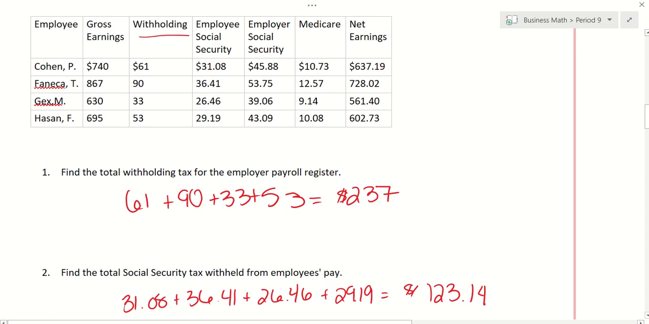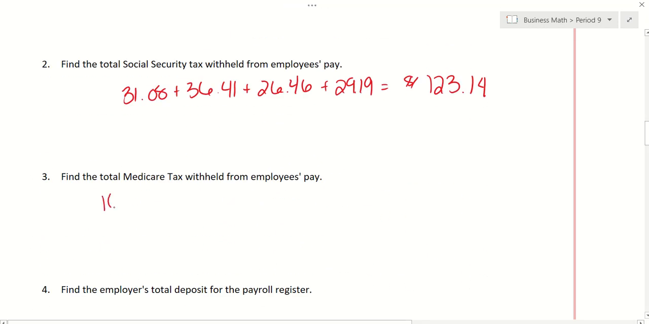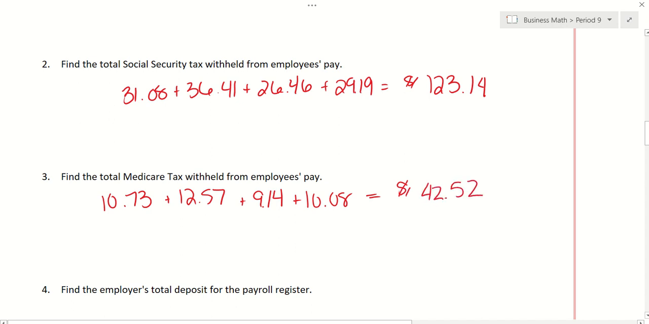Find the total Medicare. We add up the Medicare column, which is 1073, 1257, 914, and 1008. This gives you 42.52.